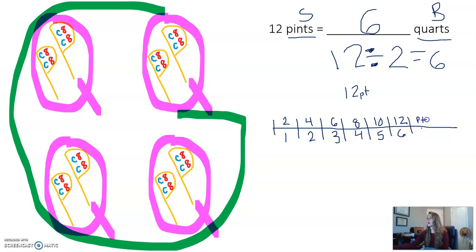So if these are my pints and these are my quarts, you can see that inside of 12 pints, it's the same thing as 6 quarts. Let's look at another one.